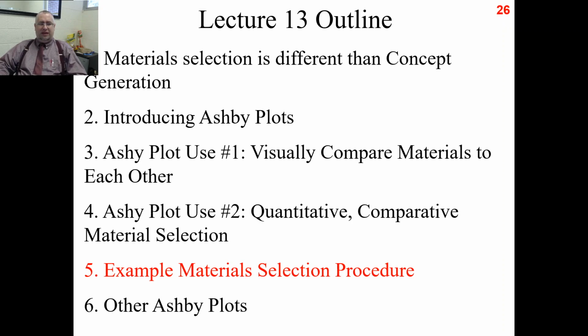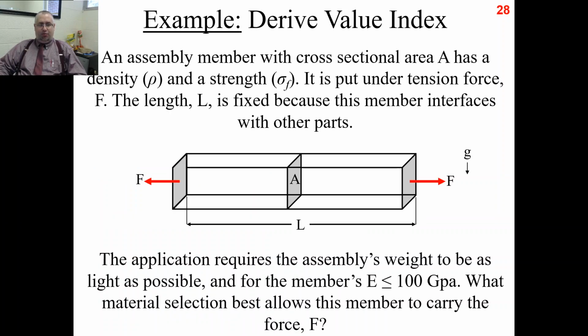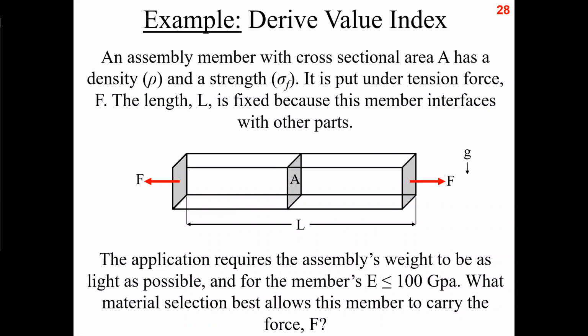Okay, so probably the best way to describe this for you is to go through an example of a material selection procedure tailored to a specific application. The first thing we're going to do is step 1 of this procedure, which is to derive a value index. So we need the problem. Okay, so here's the problem.